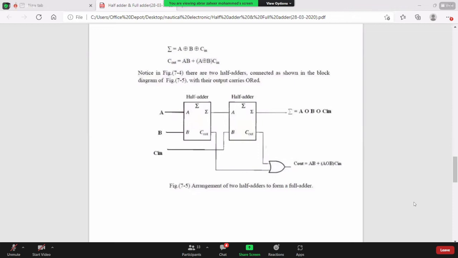Any doubt in this? Any doubt in the full adder?